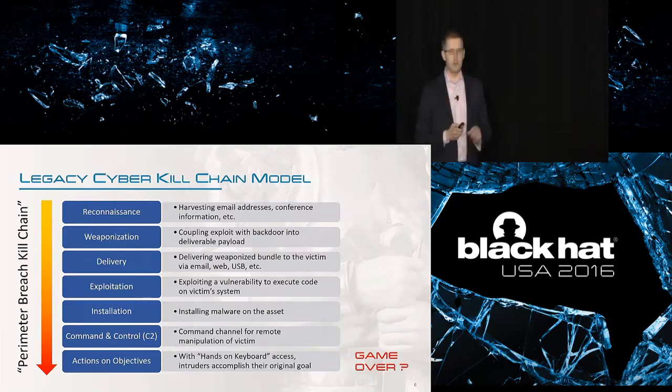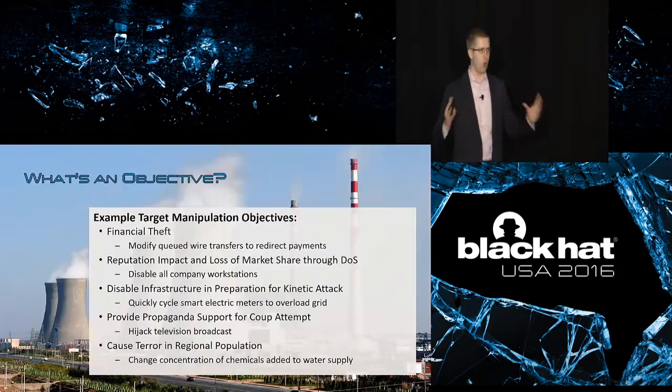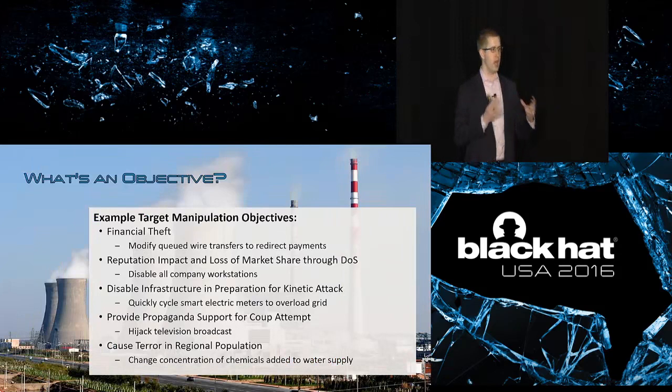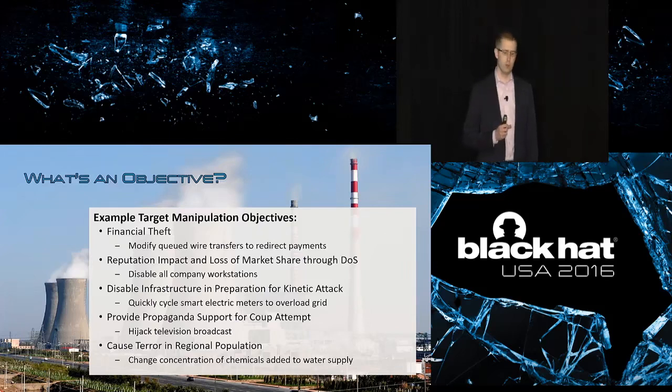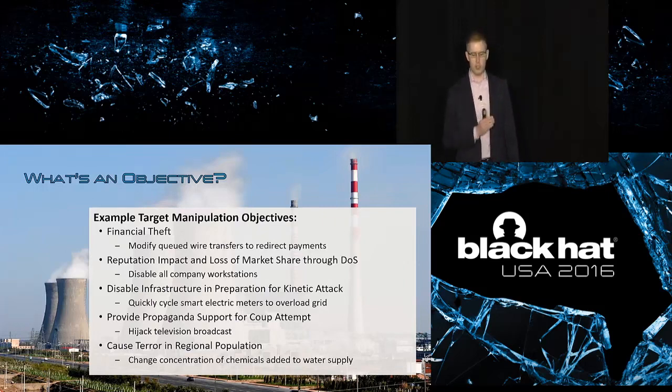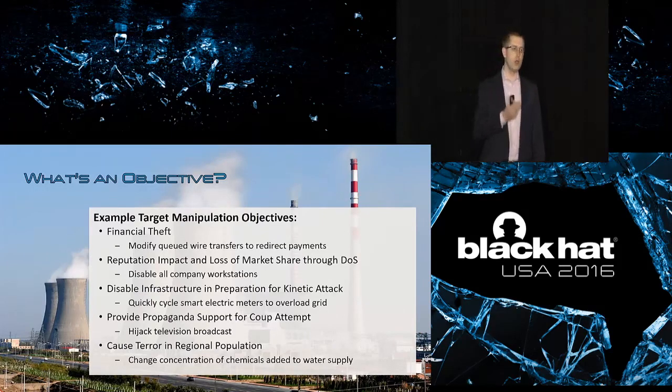When we're talking about a sophisticated adversary with the intent and capability to cause material damage to an enterprise, the objectives are much broader. So when we have these actions on objectives, it really goes back to what is the motivation of the adversary. So here are some examples. The motivation may be financial theft, which correlates to an objective of modifying queued wire transfers before they go out to the Fedwire system. It may be reputation impact, trying to damage or tarnish a competitor's reputation, resulting in loss of market share. This can be done through denial of service against the organization's workstations.